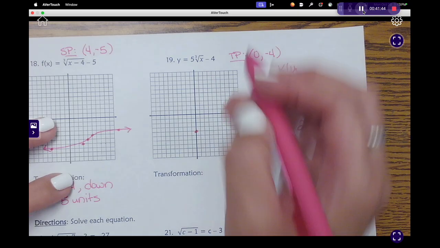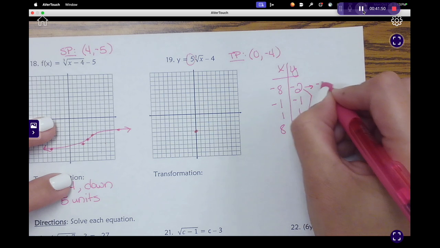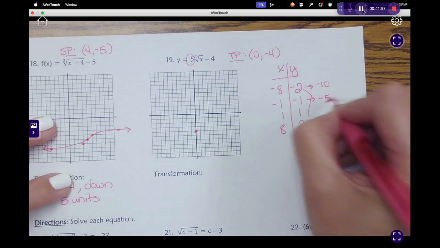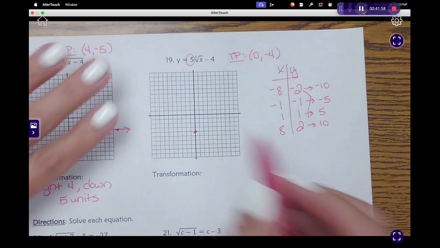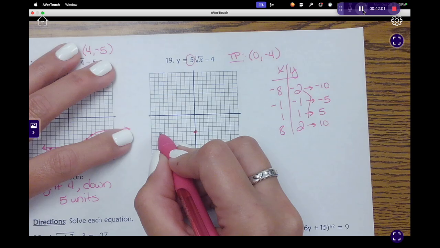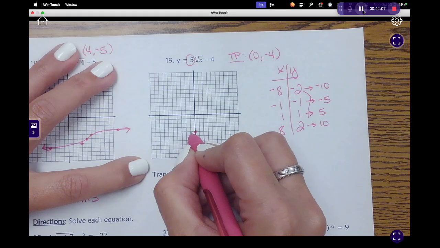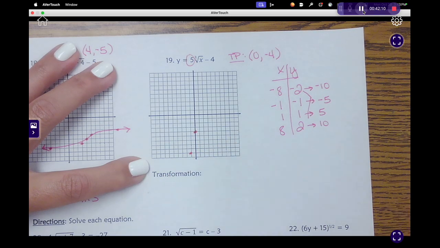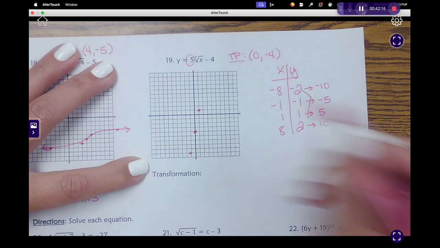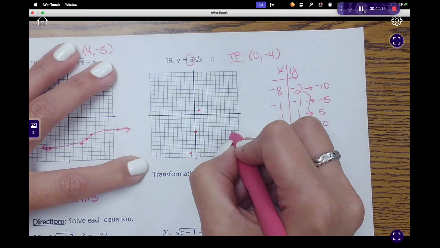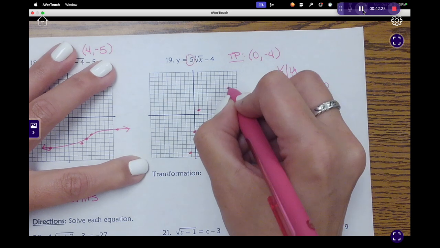So looking at this one now, my a value is 5. So that means all of these have to be multiplied by 5. So that becomes a -10. That becomes -5, +5, and +10. So from here, I'm going to go over -8 and down to -10. That's going to be off the graph. So here I would go over -1 and then down 5. So that would be right there. Up 1 and then, or so over 1, up 5. There. And then if I go over 8, this one I should be able to go up 10. That should be about right there.